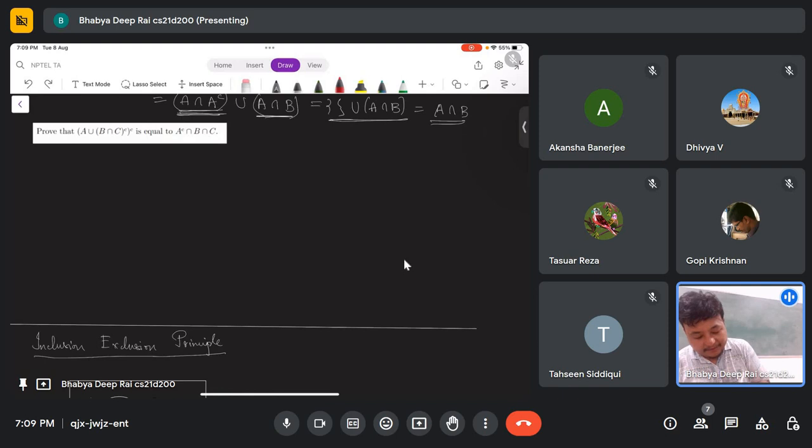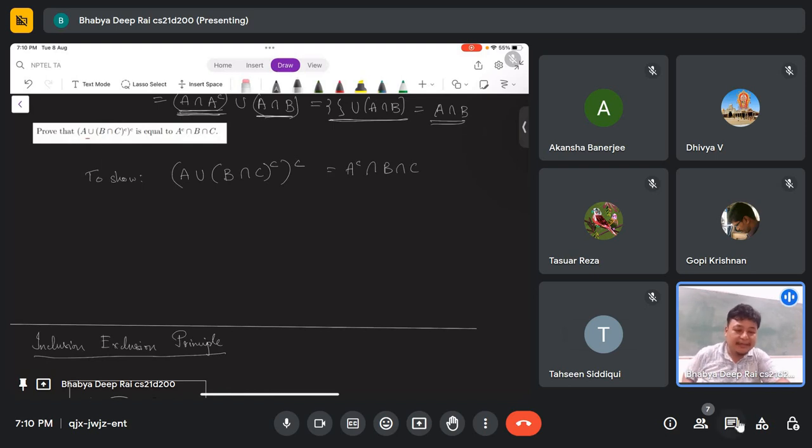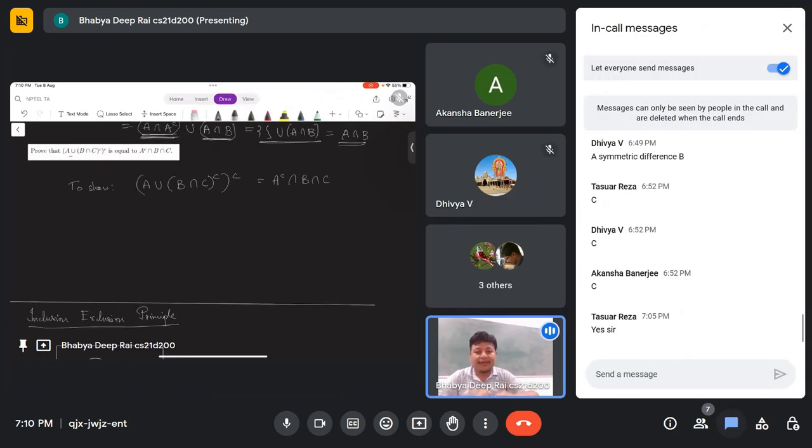So another similar kind of question. Okay. The complement of (A union (B intersection C)) whole complement, and the complement of that, is equal to A complement intersection B intersection C. Okay, let's try this. What I need to show is the complement of A union B intersection C whole complement is equal to A complement intersection B intersection C. Yeah. So can you tell me again, what law should I use? Distributive law or De Morgan's law?